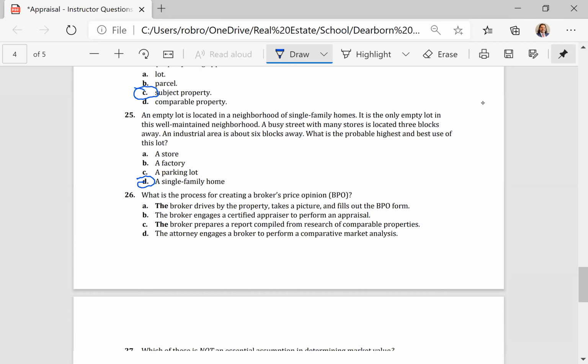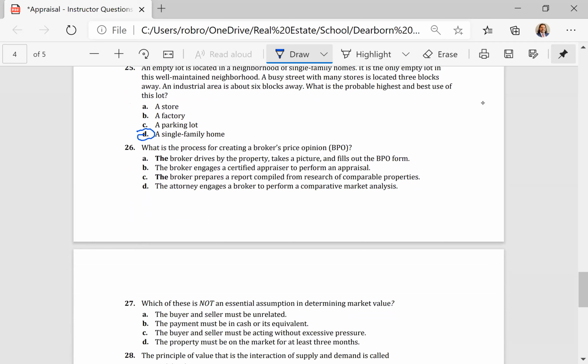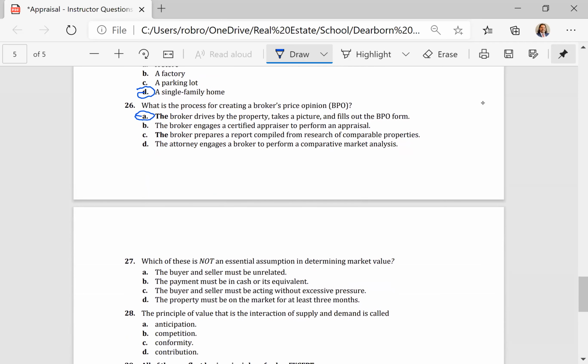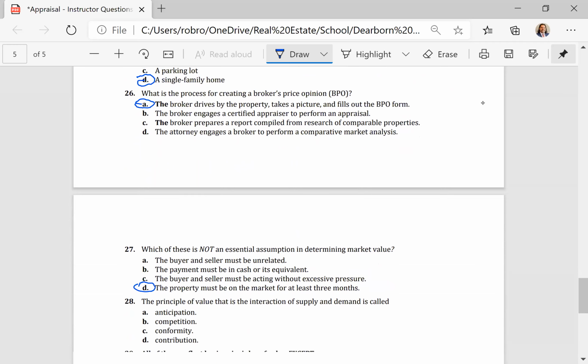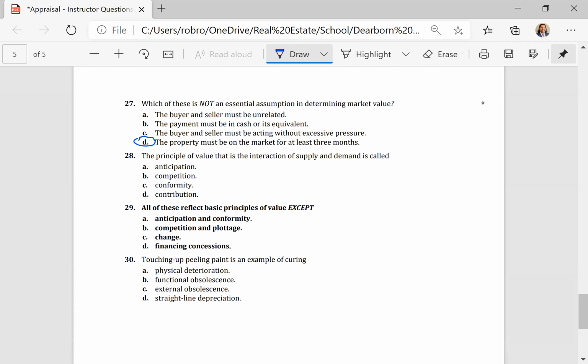26, what is the process for creating a BPO? A, you got it. Drive by the property. Sometimes you got to go inside, take a bunch of pictures usually, and fill out the BPO form. Right. 27, which of these is not an essential assumption in determining market value? D. You got it. I put A. D, it doesn't have to be on the market for 3 months. That doesn't make sense. 28, the principle of value, that is the interaction of supply and demand, is called what? Competition. D, got it. 29, all of these reflect basic principles of value except D. That's right. Financing concessions has nothing to do with value.